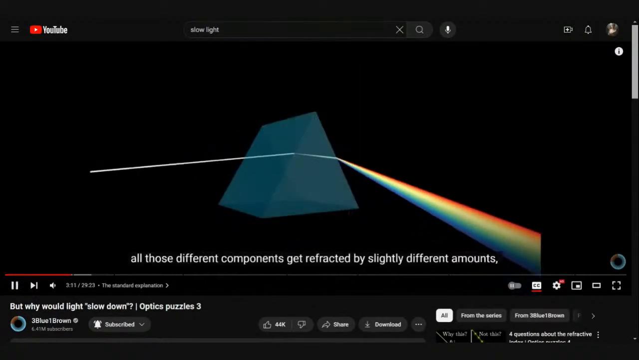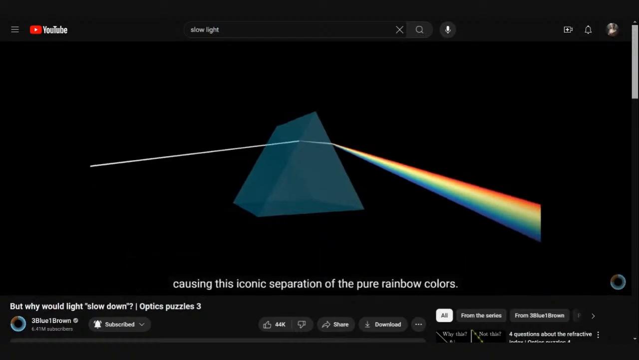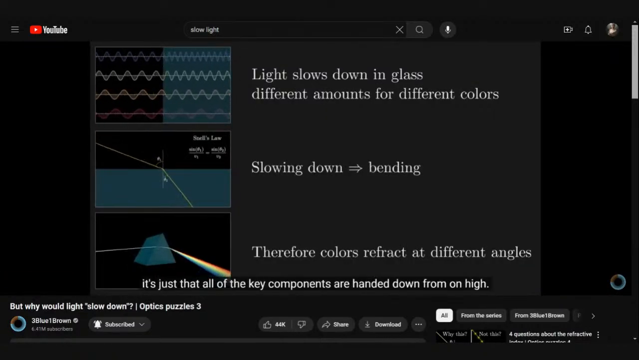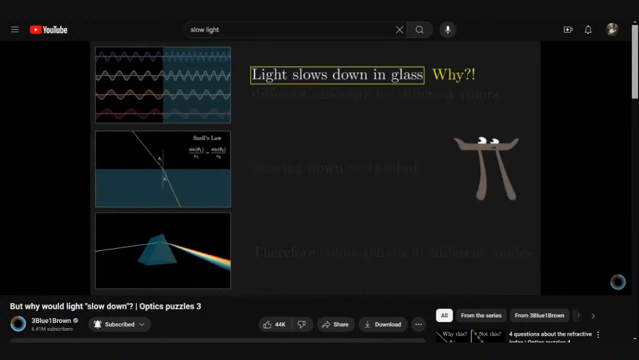So when you shine white light into a prism like this, all those different components get refracted by slightly different amounts, causing this iconic separation of the pure rainbow colors. So that is the standard explanation, and it's not wrong per se, it's just that all of the key components are handed down from on high. Like, why would light slow down like this? And what exactly do we mean by slowing down?